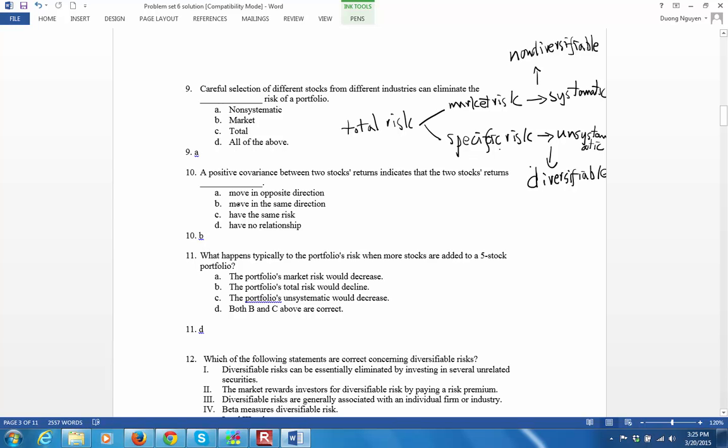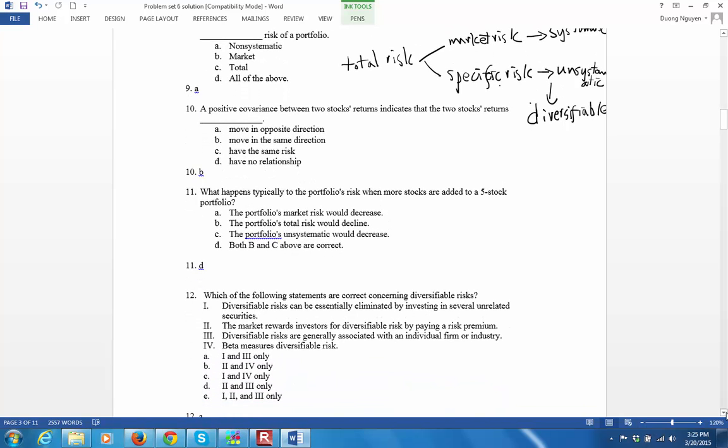specific risk. Alright, number 10, a positive covariance indicates the two stocks tend to move in the same direction. Number 11, when you add more stocks in a portfolio, obviously you are able to diversify away the firm's specific risk. So if you lower the firm's specific risk, the total risk would be lower as well. So both B and C are correct. Unsystematic risk would decline, and at the same time total risk would decline as well.